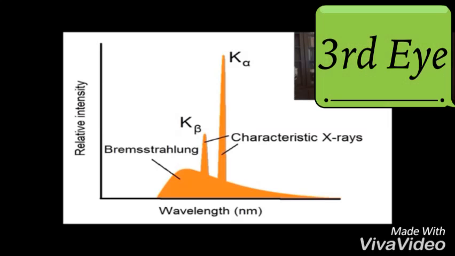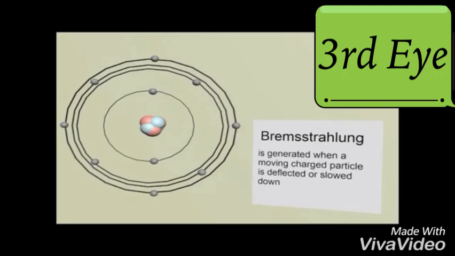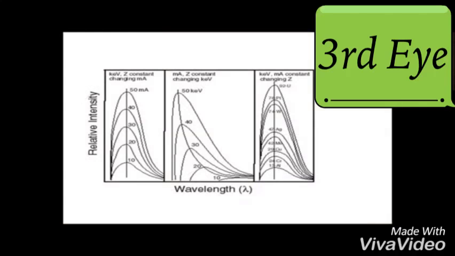The emitted radiation consists of two components, Bremsstrahlung and characteristic X-rays. Bremsstrahlung is a form of X-ray radiation which is generated when the accelerated electrons slow down when interacting with the atoms of the anode. The energy of this radiation is very broad, and the intensity and energy of the radiation depends on the accelerating voltage, the filament heating current, and the anode material.